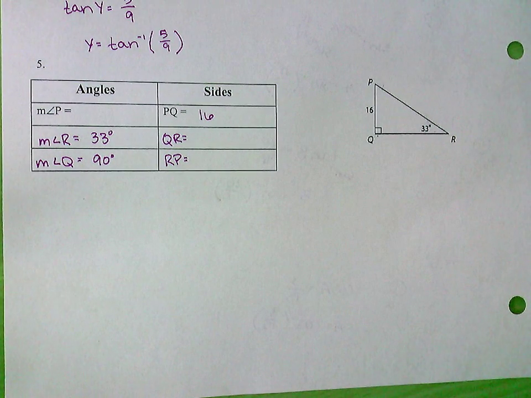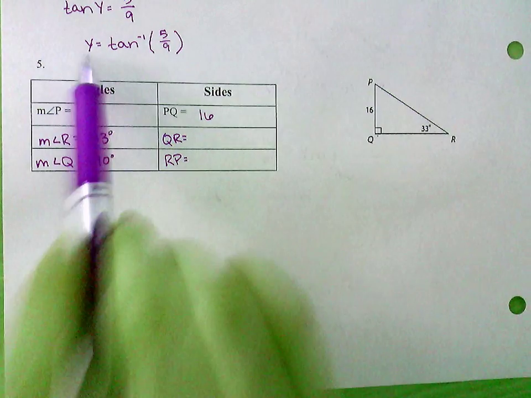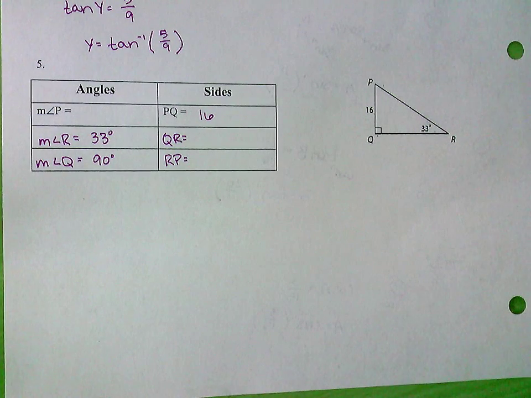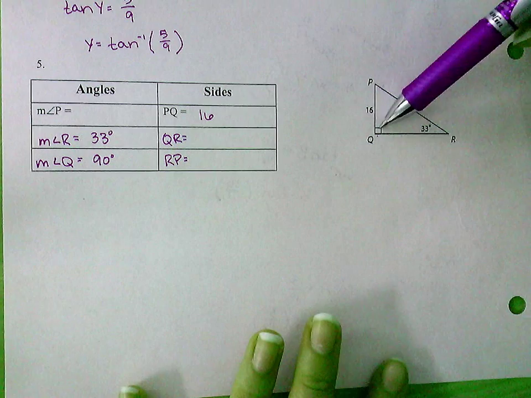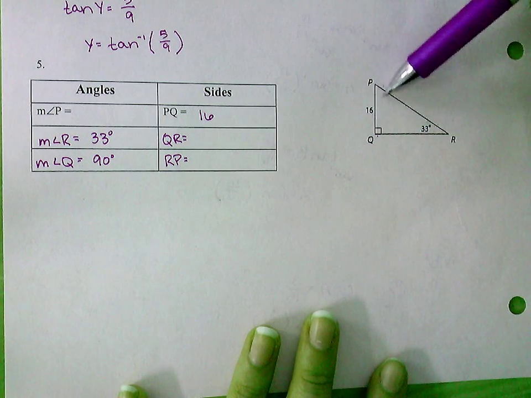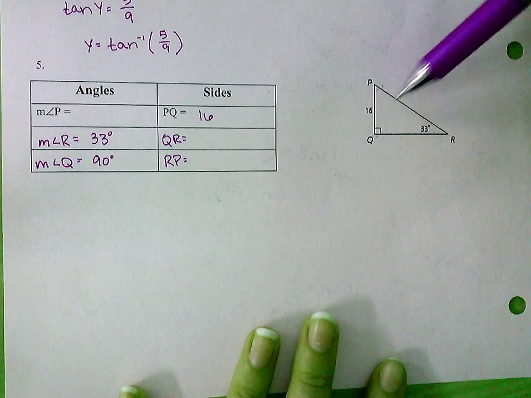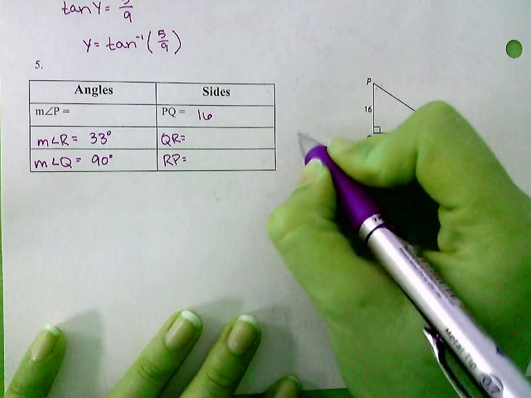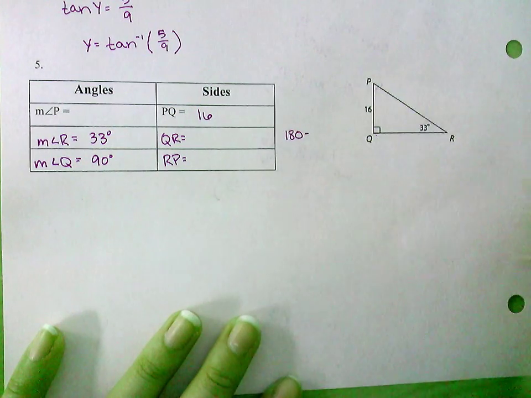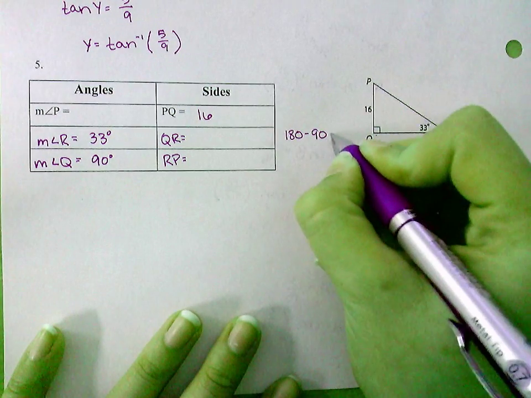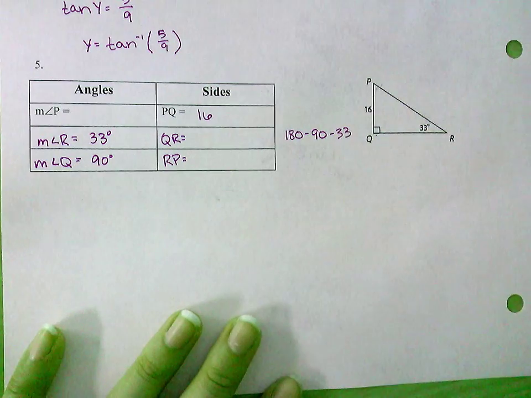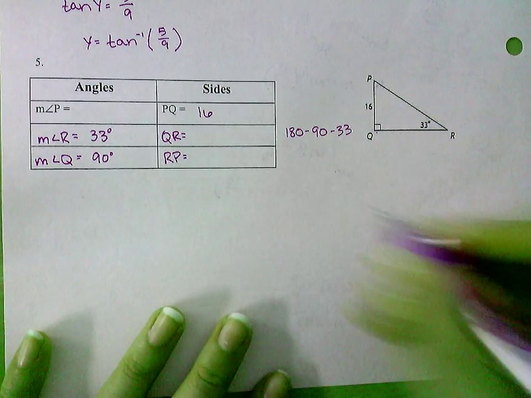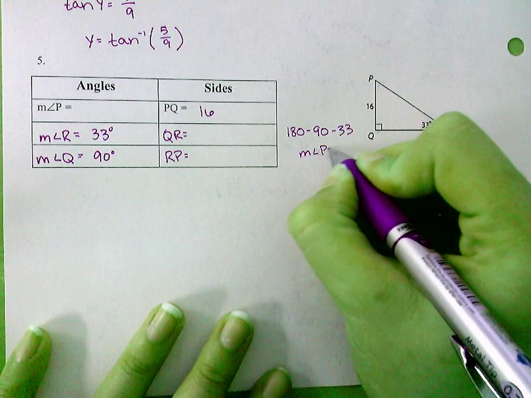Now, in the last problem, when we were trying to find angle Y, and we already had two angles, what did I say all three had to add to? 180. So if I already have two angles, what can I do to find angle P? Add them and subtract from 180. So we could just take 180 minus 90 minus 33. That is 57.